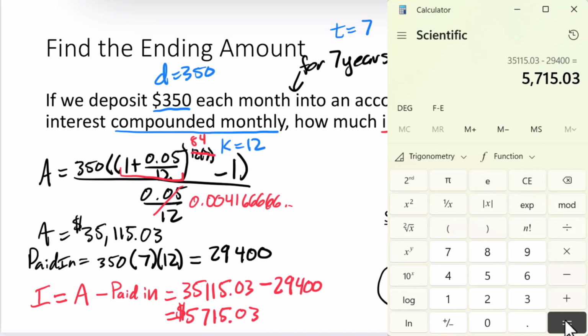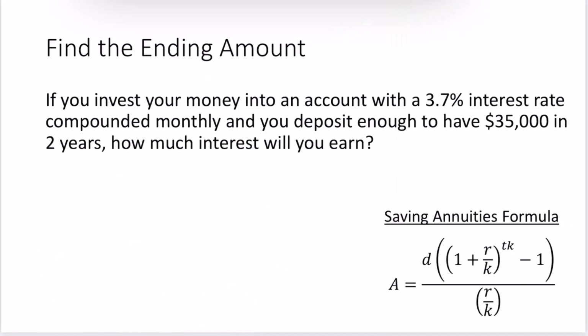So to recap the strategy here, we're going to first of all find the total amount that will end up in the savings account. Then we calculate the amount that we personally put into the account, not including the interest. And then we take this total amount and the amount we put in and we subtract them to find the total amount of interest that we earned in this situation. So why don't you try this problem on your own and then restart the video to see how I solved it.